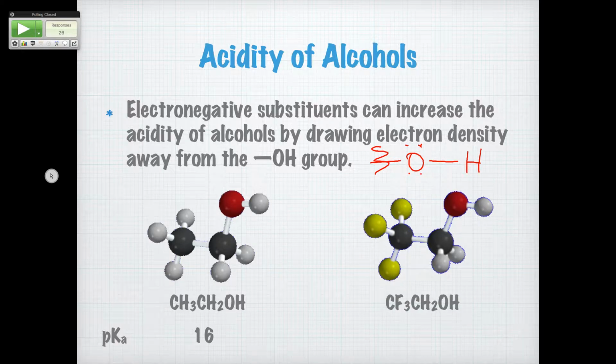CF3CH2OH. Fluorine is very electronegative, right? So what is it going to do to the electron density? It's going to pull it towards it. So what does that do to the acidity of that hydrogen? Is it more acidic or less acidic? More. Now I want you to guess a number. What do you think the pKa is for that? Just guess. I want to know where you're thinking. How much do you think that's going to affect it?